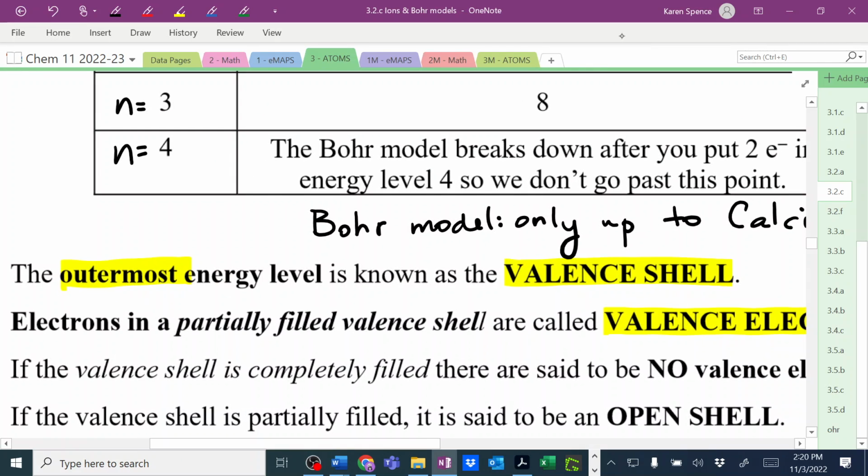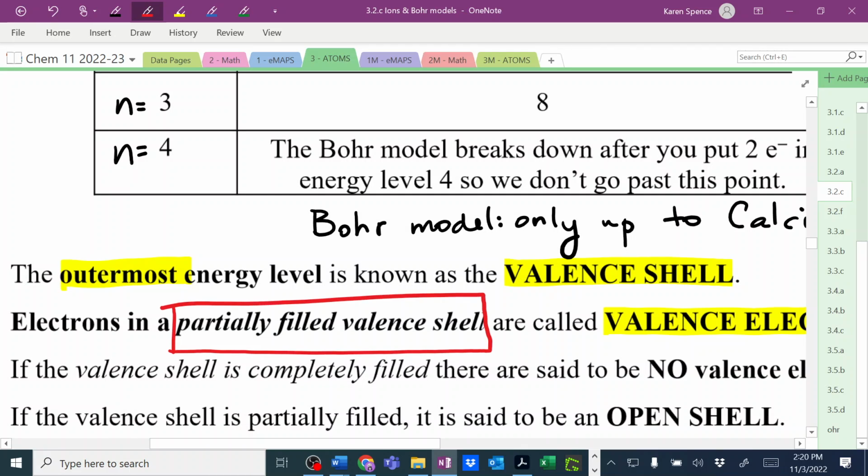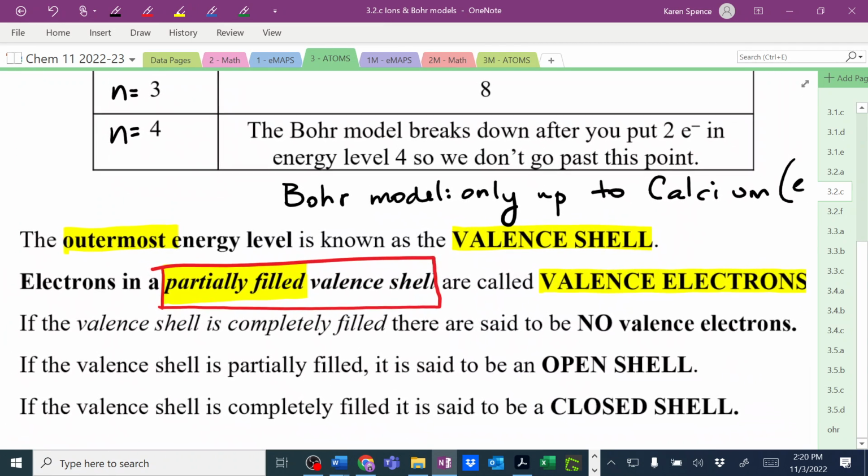Now, here's the little tricky bit, and this is why it's in italics. Electrons in a partially filled valence shell are called valence electrons. The difference being that if the valence shell is completely filled, there are said to be no valence electrons. The reason for that is that valence electrons are electrons that can be involved in bonding.